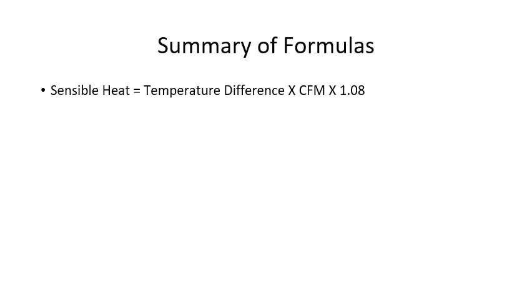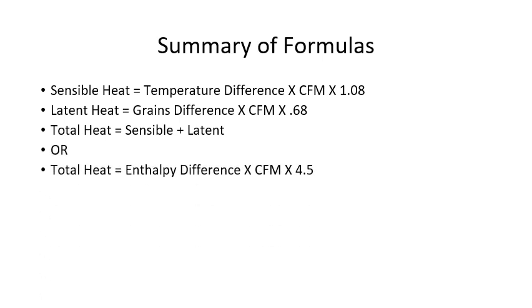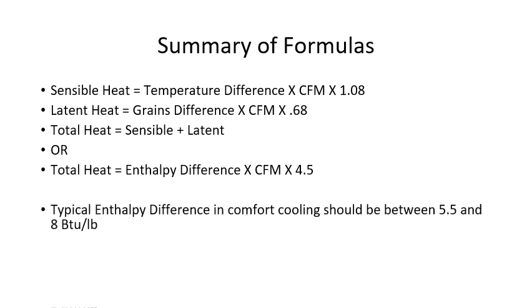Let's take a moment to summarize some of our formulas, and this is a good time to be writing these down. Our sensible heat formula is temperature difference times CFM times 1.08. Latent heat is grains difference times CFM times 0.68. Our total heat can be calculated by adding sensible plus latent, or we can use the total heat formula, enthalpy difference times CFM times 4.5. Our typical enthalpy difference in comfort cooling, this is another good piece of information to take down, is between 5.5 and 8.0 BTUs per pound.